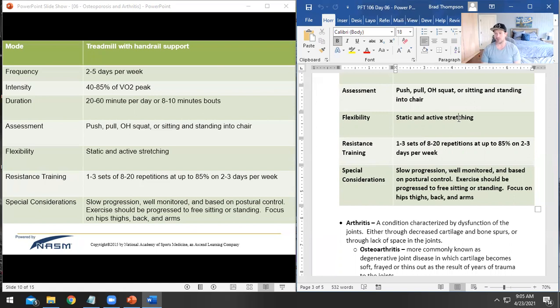Progressions, special considerations to make sure that you are always progressing very slowly and you're basing it on postural control. A lot of times clients who have osteoporosis problems will have altered postural control. So we got to keep an eye on that and make sure we're being really gentle. Exercise should be progressed to free sitting or standing if possible, because that's going to put more pressure on gravity, right? That's going to result in greater bone density.